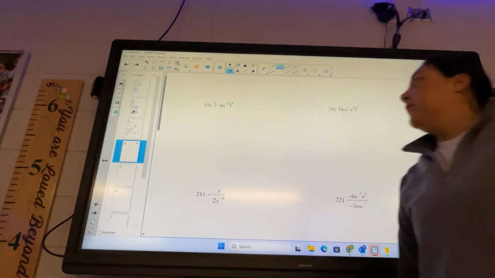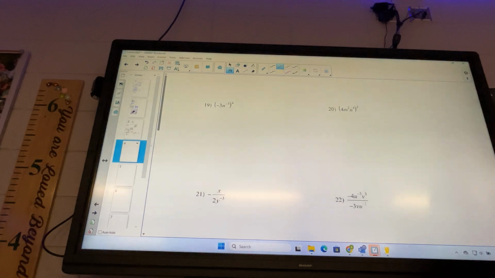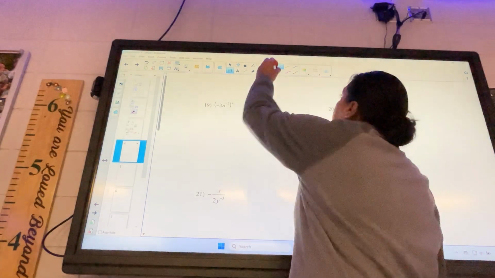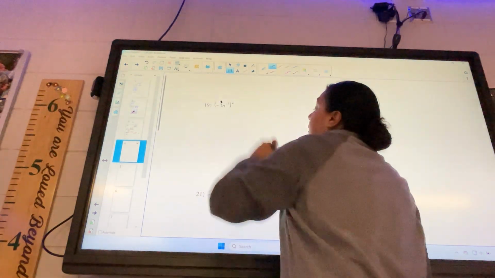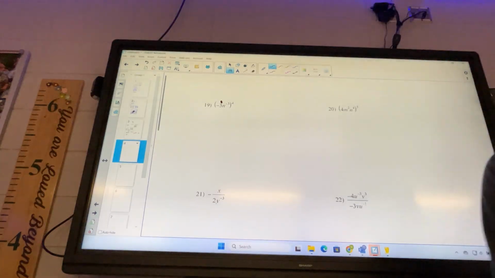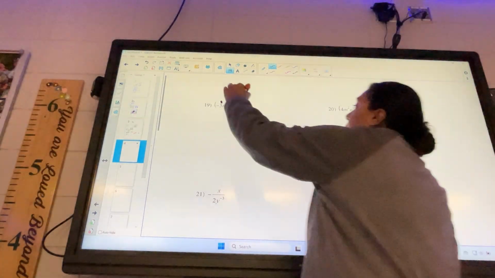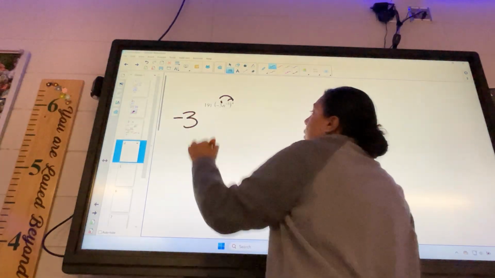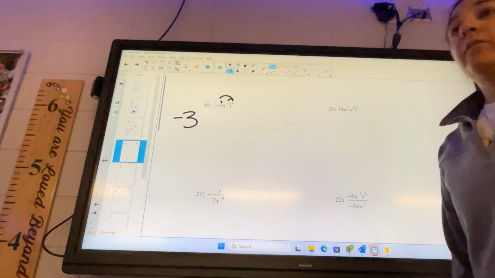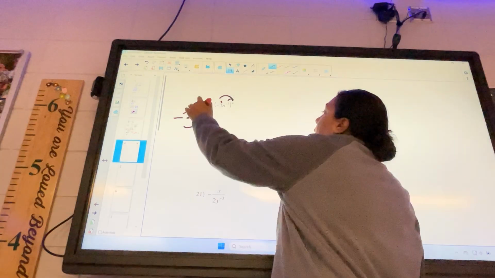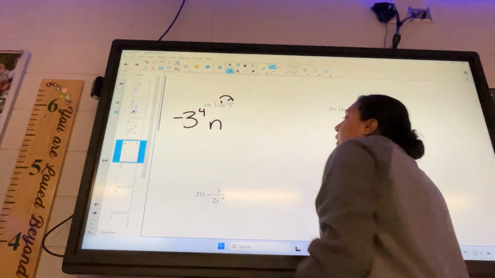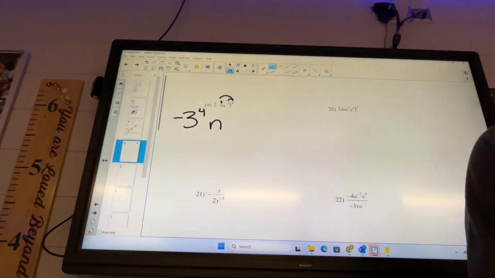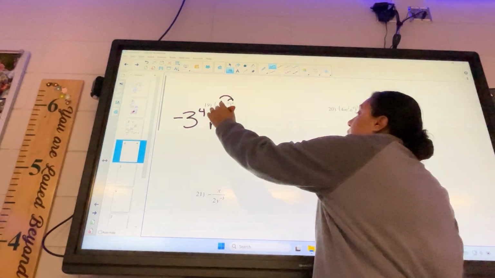Okay, 19. Where do we add the 1? Where do we add a 1? We're going to add it right after the negative 3. So we're going to put a 1 here, between the negative 3 and the n. Okay, and then we're going to go ahead and distribute, or times each one. So we got negative 3. What is 4 times 1? 4. And then I have an n. And so 4 times negative 3. Negative 12.